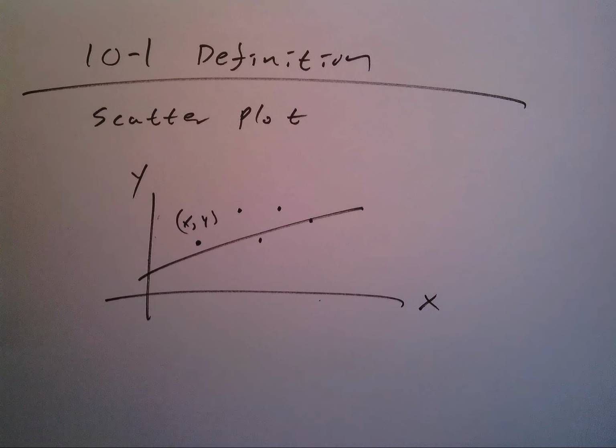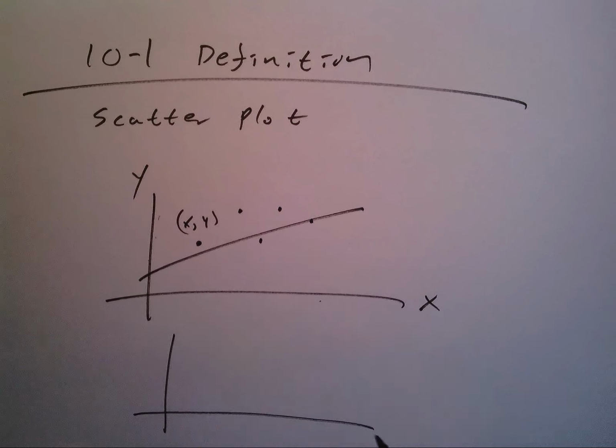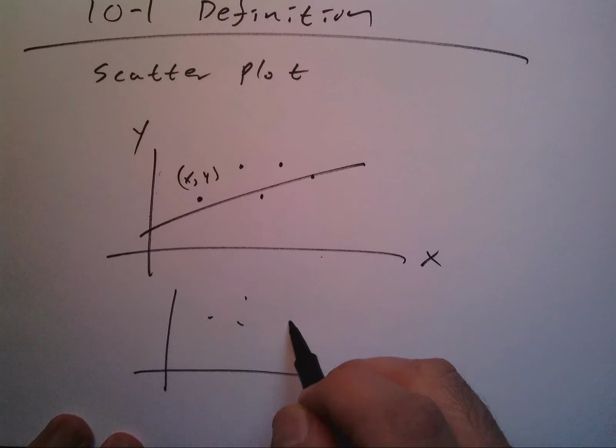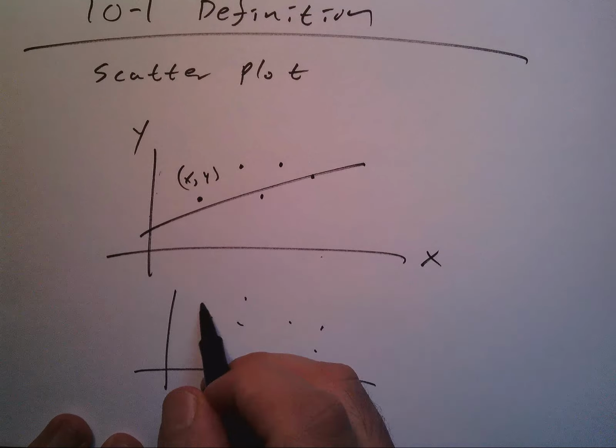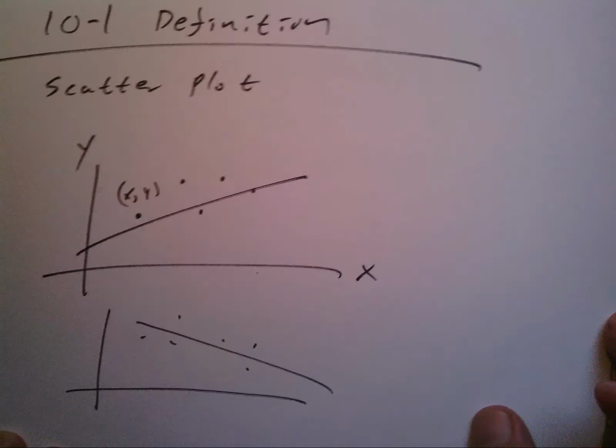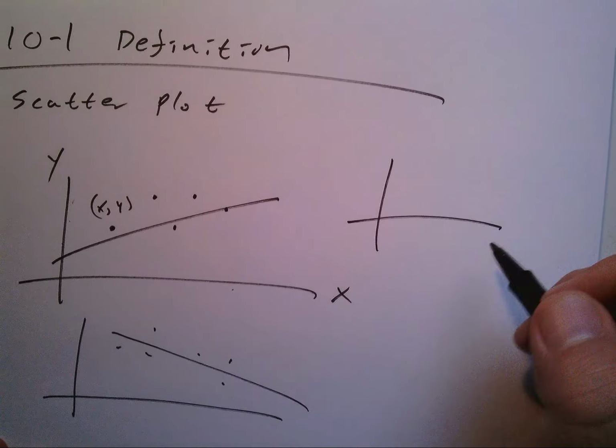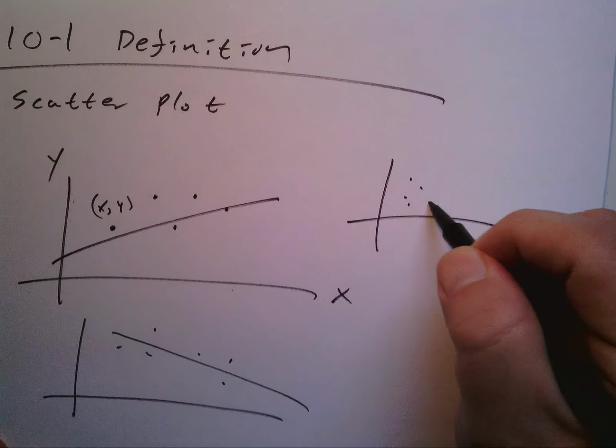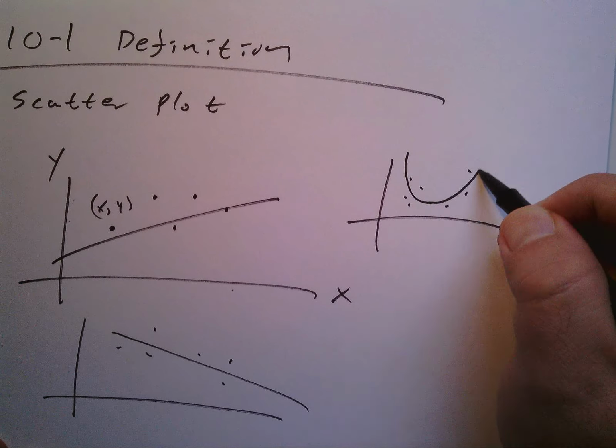But just the same, we can have a line that goes down. Right, so we have our data and it looks like it goes down. Or we could have some other weird shape. So imagine kind of a U shape of dots and a parabola goes through it.